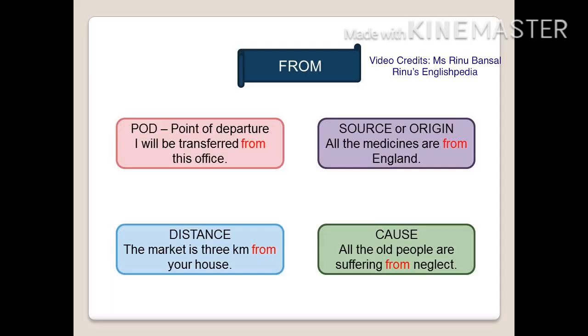When talking about distance, we can also use from. For example, the market is 3 kilometers from your house. And finally, while talking about cause, we use from. For example, all the old people are suffering from neglect.